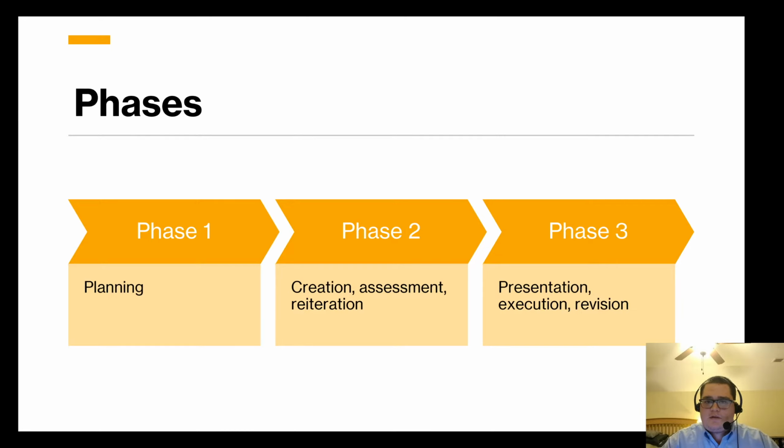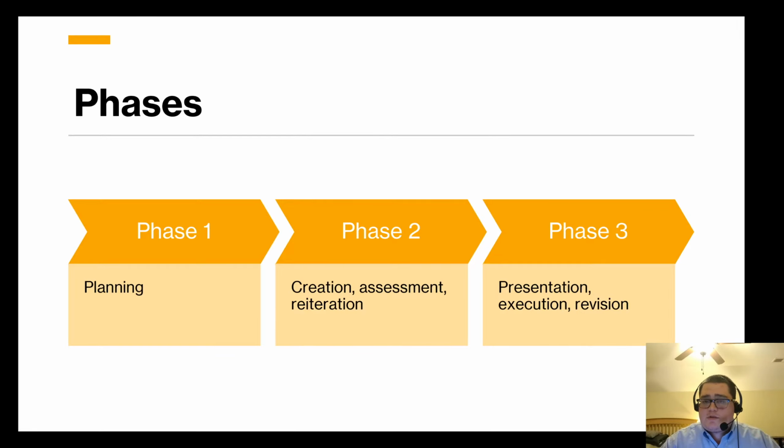So the phases that we had were phase one, the planning phase. This is where you sit down, you identify what the need is, why that's the need, what the scope is, how you're going to approach it, build an outline, that kind of thing. In phase two, we created the projects, we assessed the projects, and we revised them.